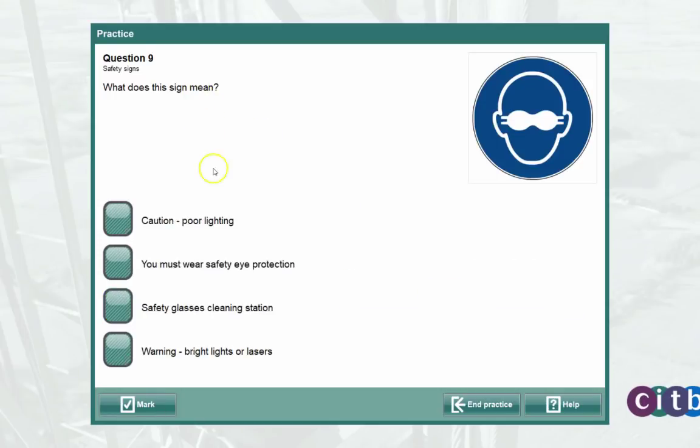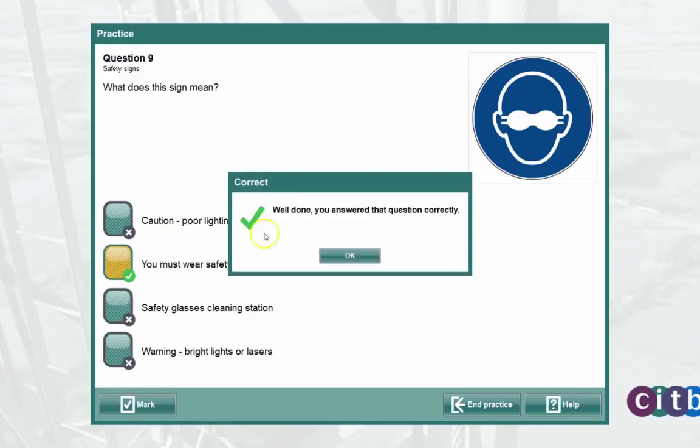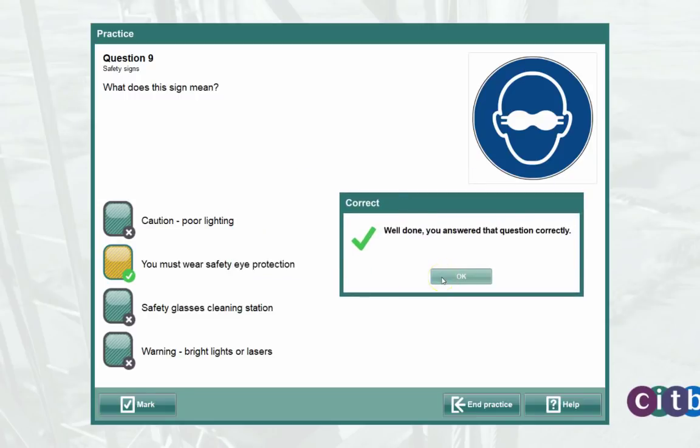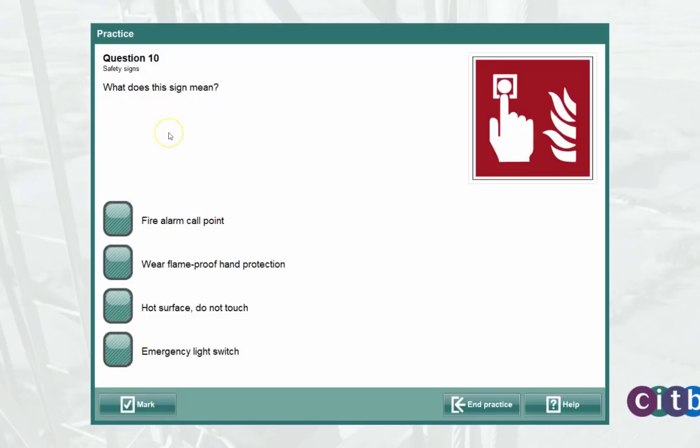What does this sign mean? Caution, poor lighting. You must wear safety eye protection. Safety glasses cleaning station. Warning, bright lights or lasers. What does this sign mean? Fire alarm call point. Wear flame-proof hand protection. Hot surface, do not touch. Emergency light switch.